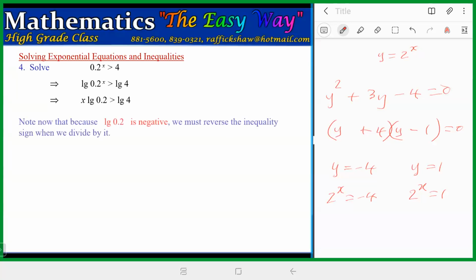Know that because the log of 0.2 is negative, we must reverse the inequality sign when we divide by it. You have to know that the log of a fraction is negative. So when I divide by it and change that greater than sign to a less than sign, and you work it out on the calculator, you get a negative value right there. x is less than negative 0.864.